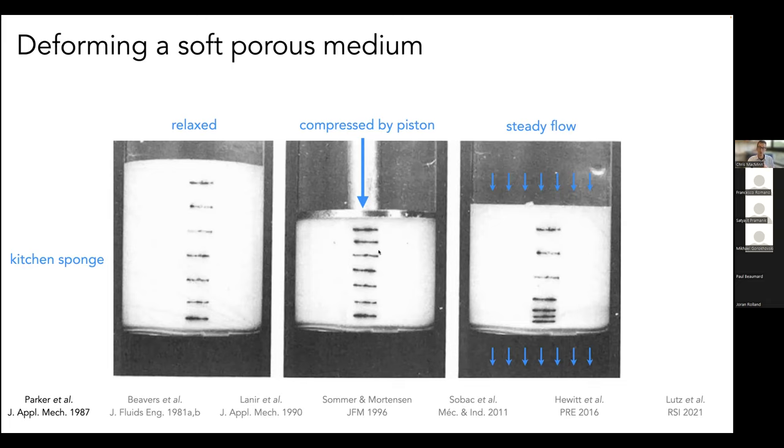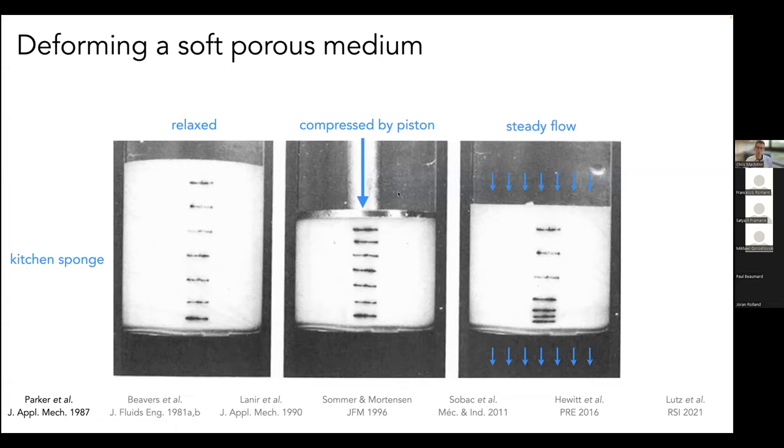So that tells you that this deformation, although it's fairly large, many tens of percent, is fairly simple in the sense that it's a uniaxial state of stress and strain. The stress is uniform in every cross section, and the strain is uniform within the material. Then the second thing that they do is they take this piston away, and now they drive a steady fluid flow through the sponge from top to bottom. And when you do that, the sponge gets squished just like it did by the piston, but now this deformation is fluid driven.